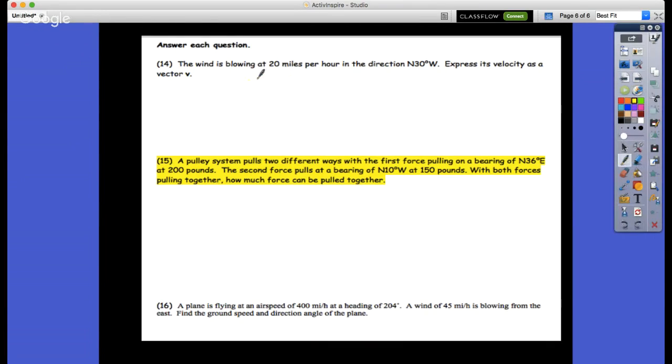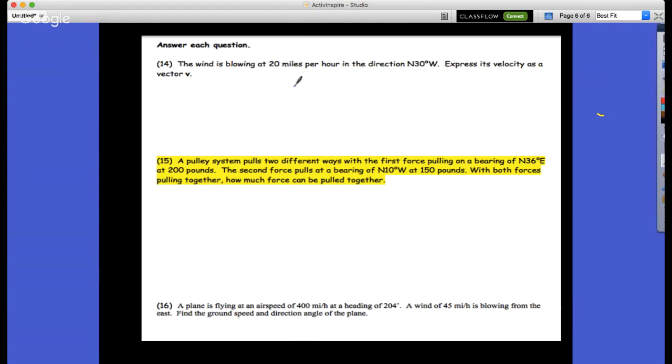All right, so one thing that we've got to remember in any of these problems is one like number 14. We'll start from 14 and work our way down. It says that the wind is blowing at 20 miles per hour in the direction of north 30 degrees west. Now, remember that vectors have two things. They have what's called magnitude, a lot of times represented as distance or velocity, and the second thing is a direction. Both of these things play on each other.